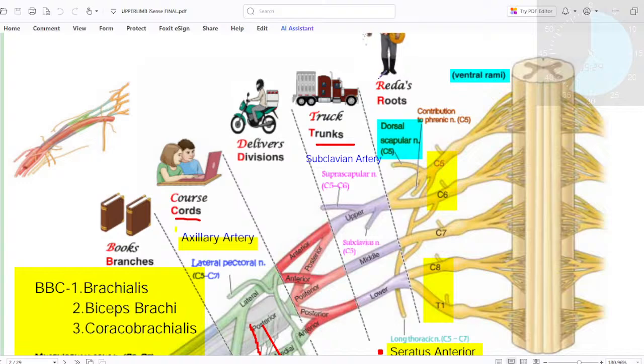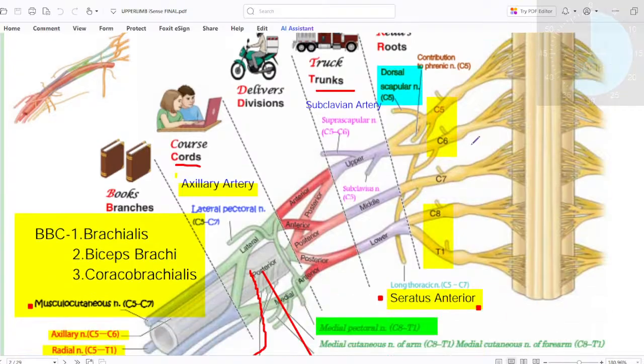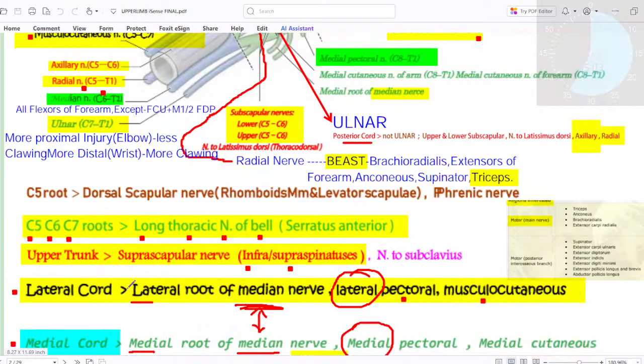They will ask about the root value of C5, and which muscle the long thoracic nerve of Bell supplies. They will ask which of the following muscles is not supplied by the musculocutaneous nerve of the arm. The musculocutaneous nerve of the arm supplies BBC. What is BBC? Brachialis, biceps brachii, and coracobrachialis.